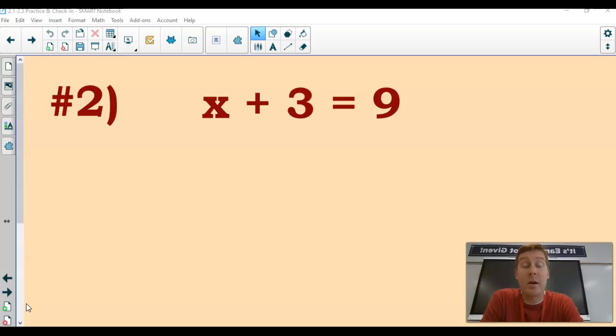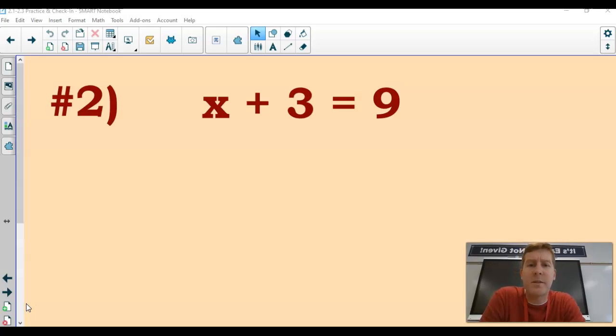Okay, this is the first part of your remediation activity, so we'll go through it, and then you'll have a chance to practice some of these skills. So here was the second example from your check-in. The first one was just asking what the inverse operations were, and we're going to talk about that as we go through the questions here.